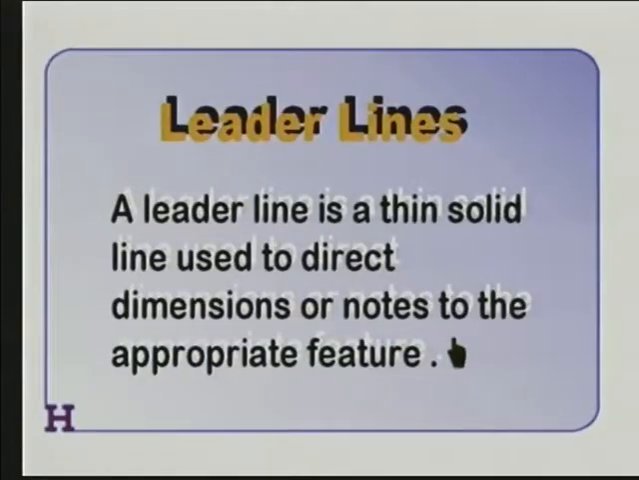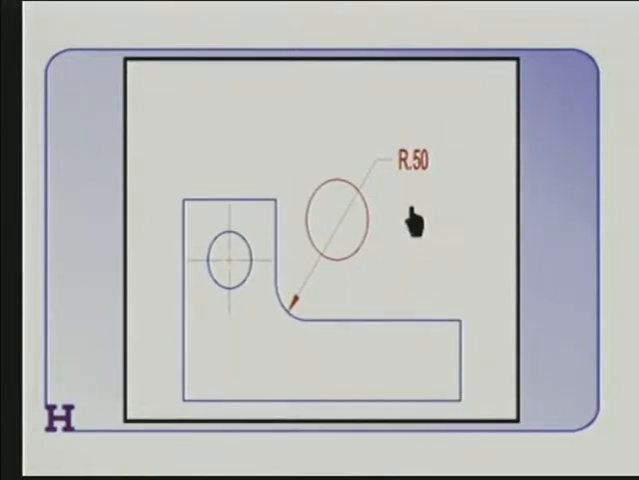A leader line is a thin, solid line used to direct dimensions or notes to the appropriate feature. Here's an example of a leader line being used to dimension this little fillet radius in here. The leader line includes the thin solid line with an arrowhead showing what it's leading to, and a little flag showing the words or the dimension or the notes or whatever that's being led by the leader line. In this case, it's a radius dimension. So leader lines are used to point out different features or sometimes dimensions on objects.